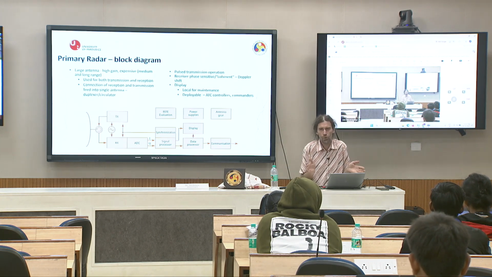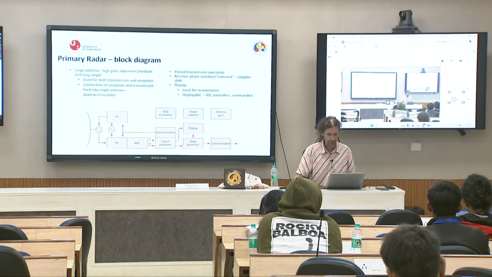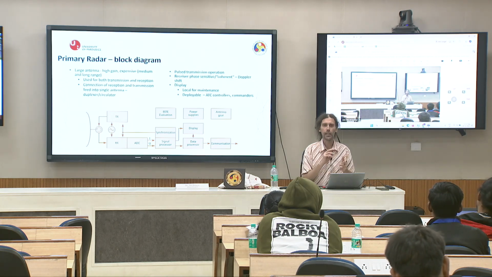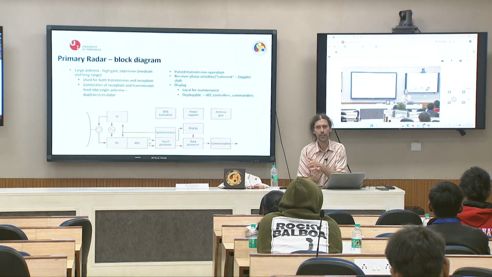But generally, you want information about your target, especially if it is an enemy, you want to know how quickly it speeds up to your side. Then we go to the signal processor. Signal processors perform a lot of functions. I can call it pulse compression, Doppler processing. It includes MTI and MTD filters, the moving target indicator and moving target detector.